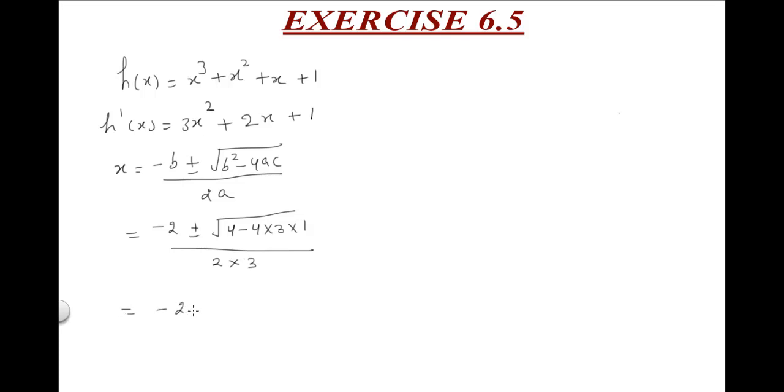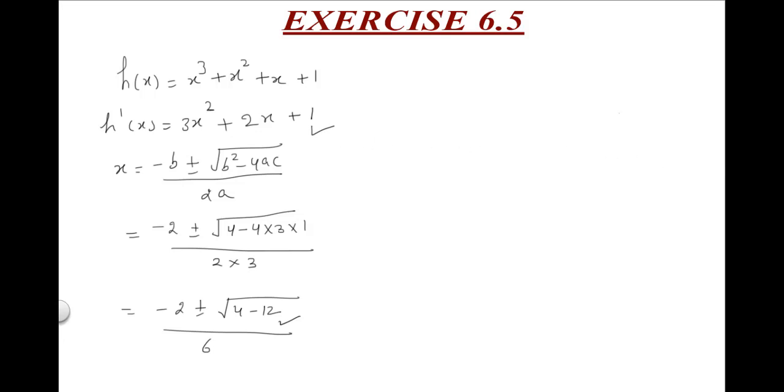So we get minus 2 plus minus under root of 4 minus 12, divided by 6. Now if you look carefully, it will give us minus 8. So inside the root, a negative sign is coming up, so it will give us imaginary values. Hence there are no real values of x that can satisfy this and make it equal to 0. Hence no maxima and no minima for this also.